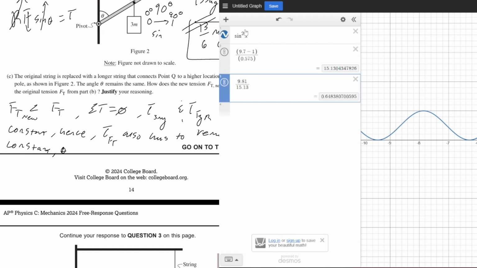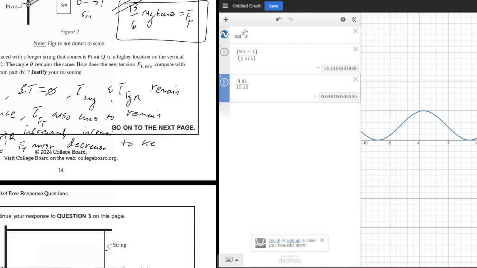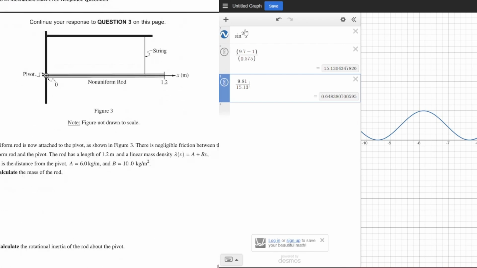Theta between Ft and R increased. Increasing sine theta. My handwriting is horrible, I apologize. Hence, Ft must decrease to keep the torque due to the force of tension constant. That's what they want to see. That will get you the point.